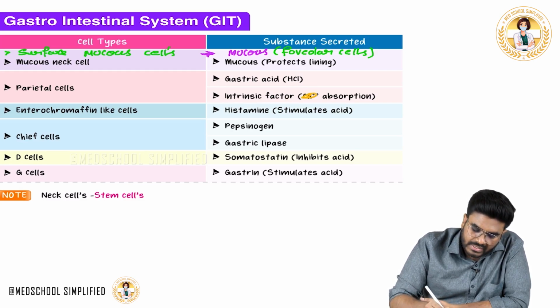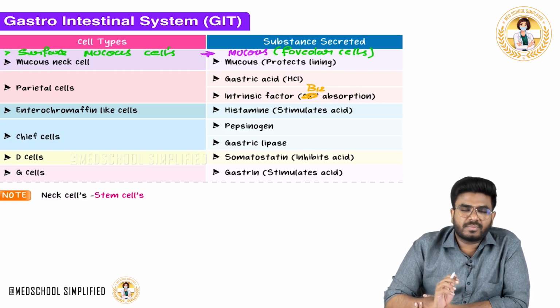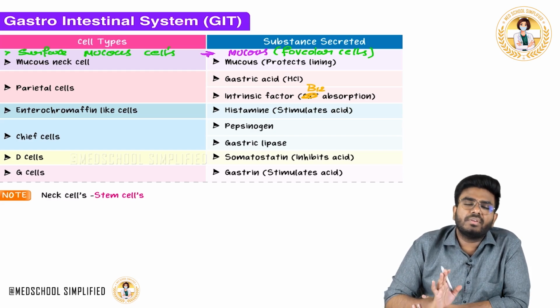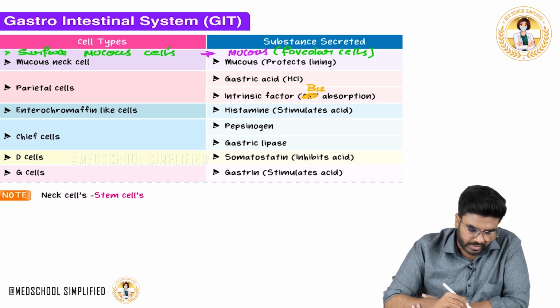What is the importance of this intrinsic factor? Intrinsic factor helps in absorption of vitamin B12. Vitamin B12 will be absorbed in the terminal ileum, which we will discuss later. But without intrinsic factor, it's not possible to absorb vitamin B12.